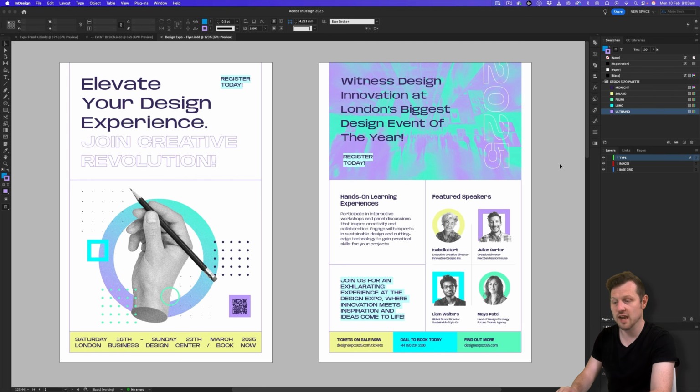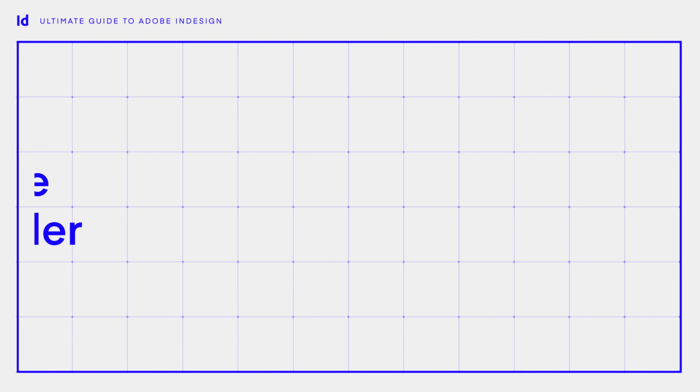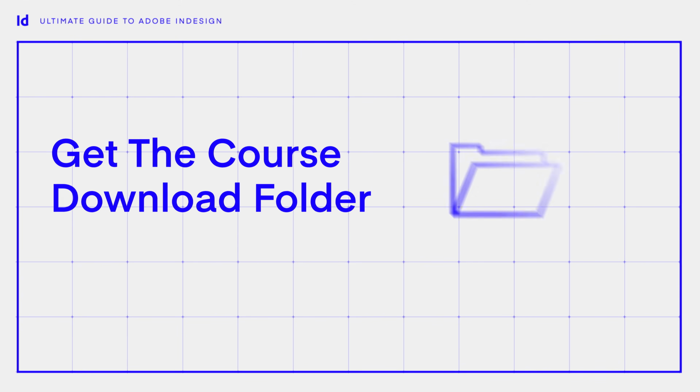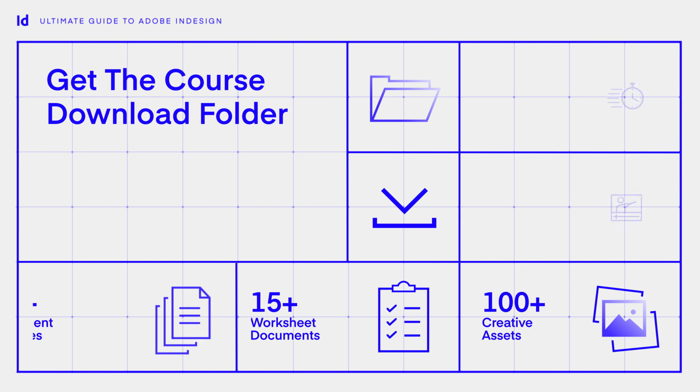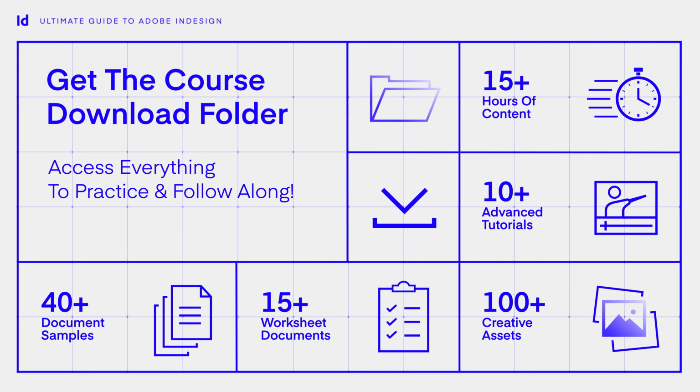If you want to take a look at this document and get all the assets and follow along, you can get access to this document from the course download folder. This download folder comes with multiple projects and a ton of assets and resources we will be using in this course. You can find the link to acquire the folder from the description.